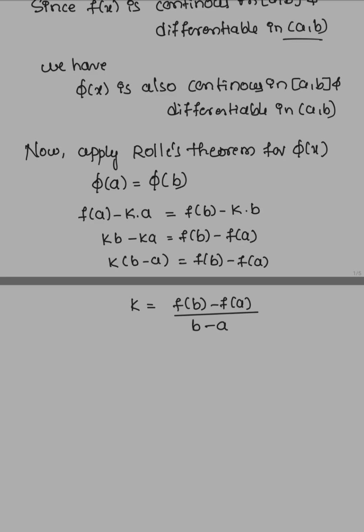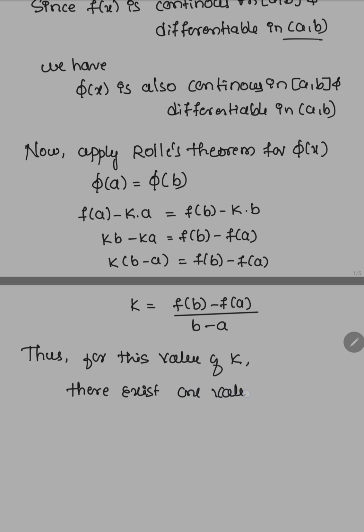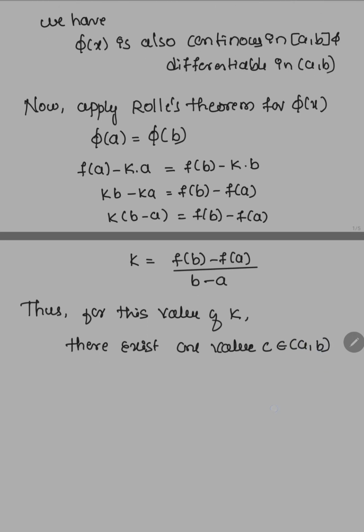Now the third condition of Rolle's theorem. Thus for this value of k, the third condition of Rolle's theorem is also satisfied. Hence there exists one value c belonging to a comma b such that phi dash of c equals 0.